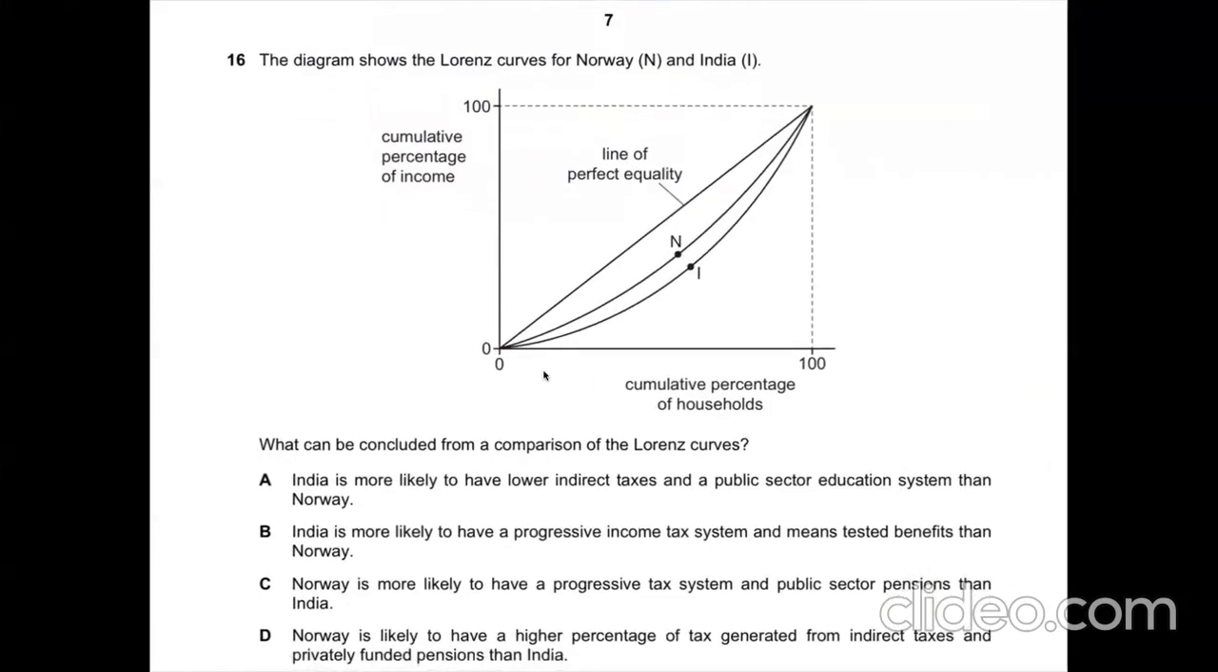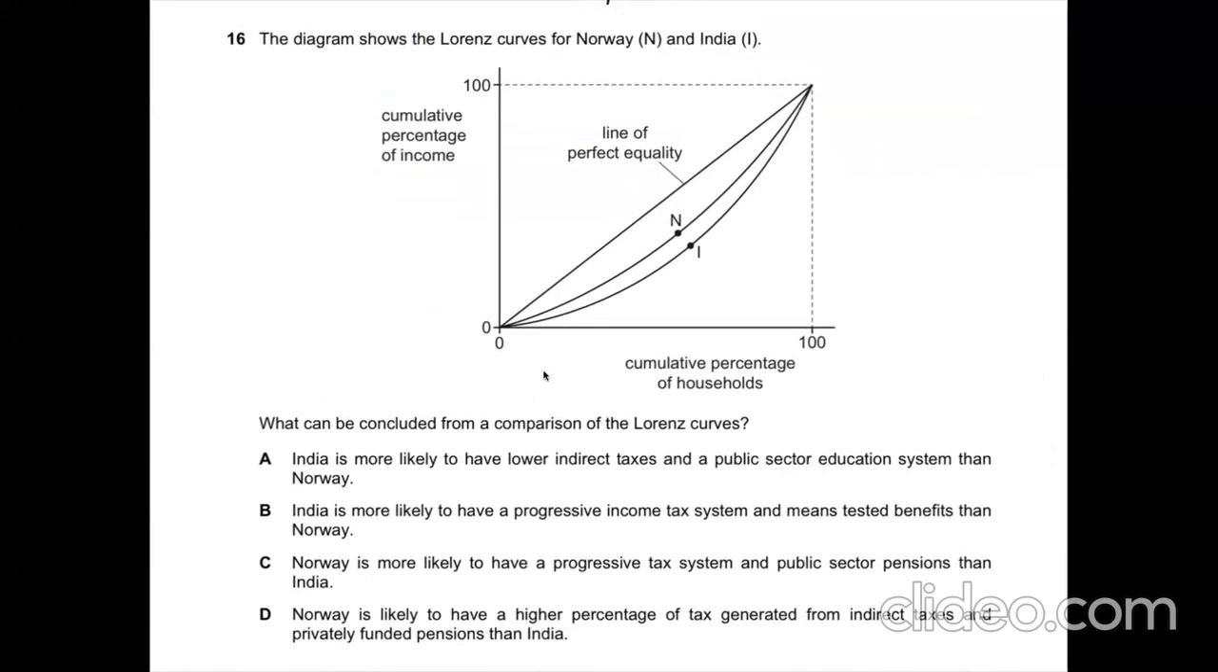Question 16. The diagram shows the Lorenz curves for Norway and India. What can be concluded from a comparison of the Lorenz curves? It's quite straightforward. The bigger the Lorenz curve gets, the less economically equal the country is. So what can be concluded from a comparison of the two curves is that Norway is economically more equal. So that's why the answer is C.